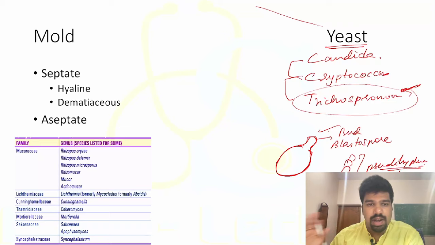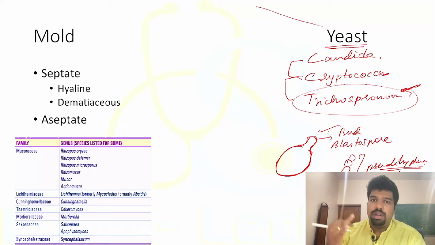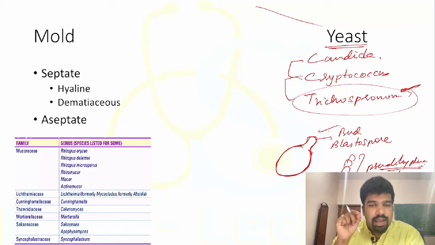So you have yeast, which are of three types: Candida, Cryptococcus, and Trichosporon. Now, the ones like Candida albicans can switch between pseudohyphae and yeast. They can form a germ tube, and they can switch between one and two. But there are Candida which are exclusively yeast. These are Candida auris and glabrata.